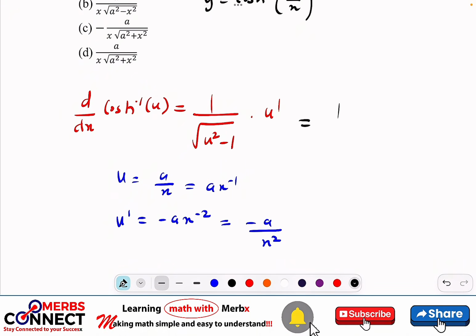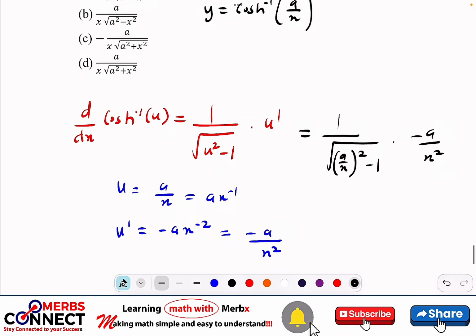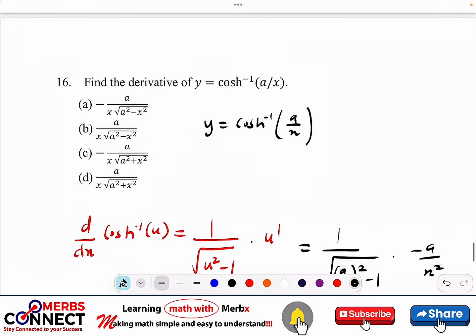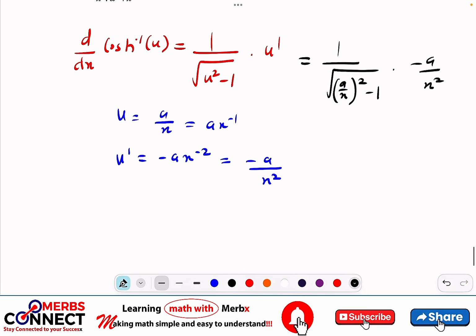This is going to be 1 divided by u, which is a over x all squared minus 1, times u prime, which is minus a divided by x squared. Okay, so they did a lot of simplification. So let's also do a lot of simplification here.